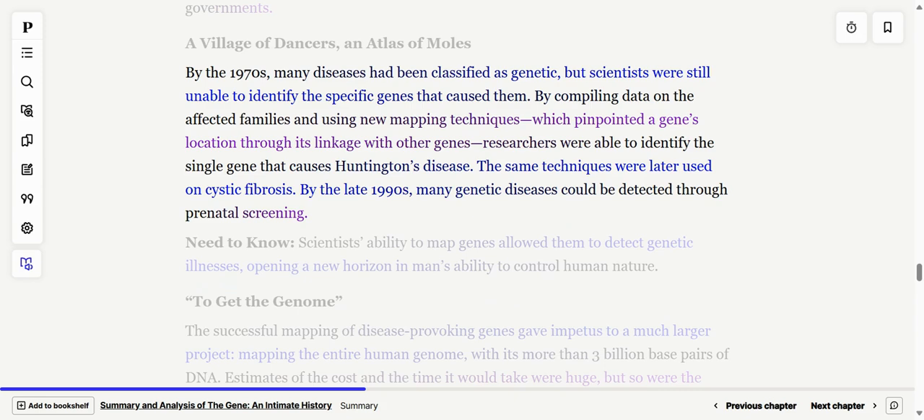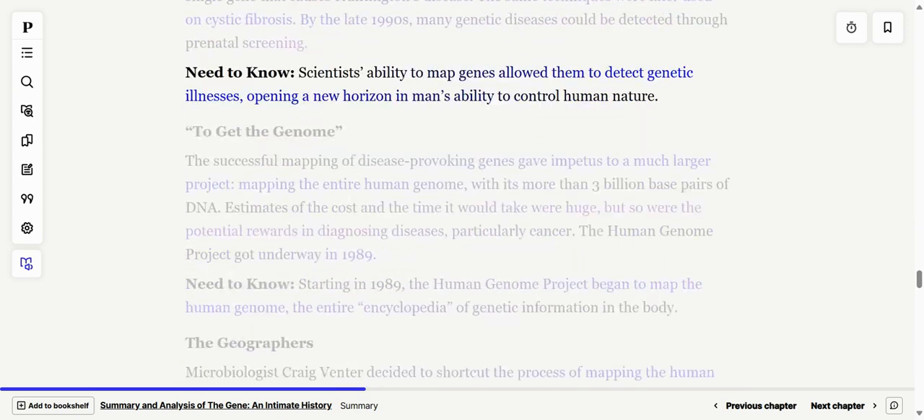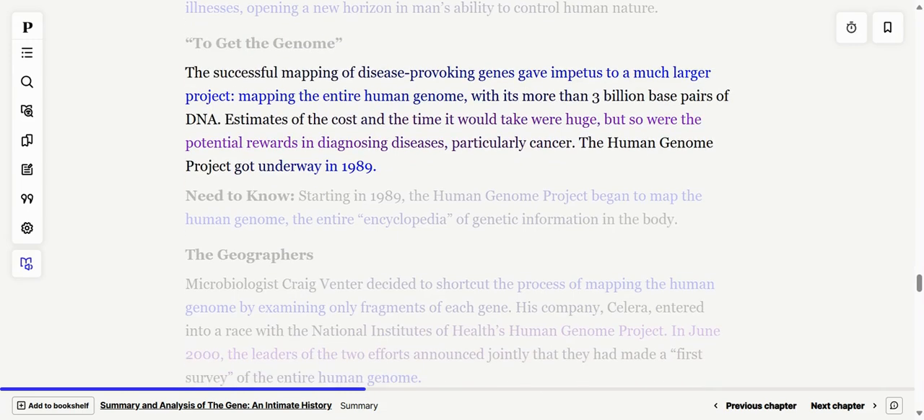To get the genome. The successful mapping of disease-provoking genes gave impetus to a much larger project, mapping the entire human genome, with its more than 3 billion base pairs of DNA. Estimates of the cost and the time it would take were huge, but so were the potential rewards in diagnosing diseases, particularly cancer. The Human Genome Project got underway in 1989. Need to know: starting in 1989, the Human Genome Project began to map the human genome, the entire encyclopedia of genetic information in the body.